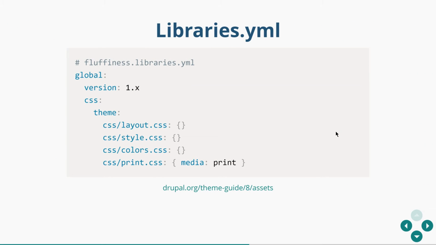So libraries.yaml. This is a companion to info.yaml. It will be a separate file. So I renamed it themename.libraries.yaml. So I have my global stuff that I want to include. So in here I've put my CSS that you might see from SMACSS type setup.